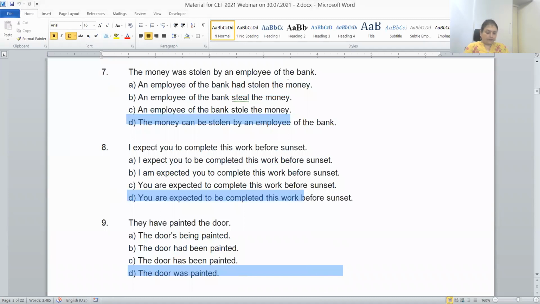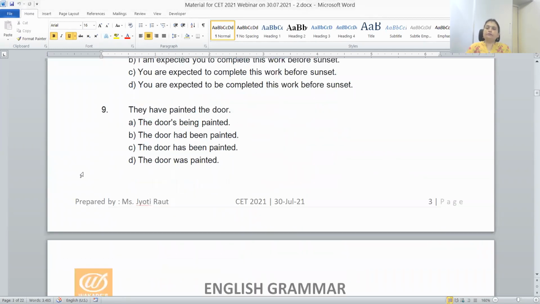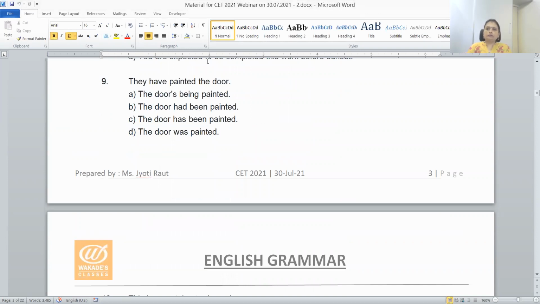Now, children, 9th one. They have painted the door. Which is the option? Option C is right, children. Option C. The door has been painted. Correct? See here again the sentence. The original question is in present perfect tense. So the answer also has to be in the same tense. So option C is your right option, children.